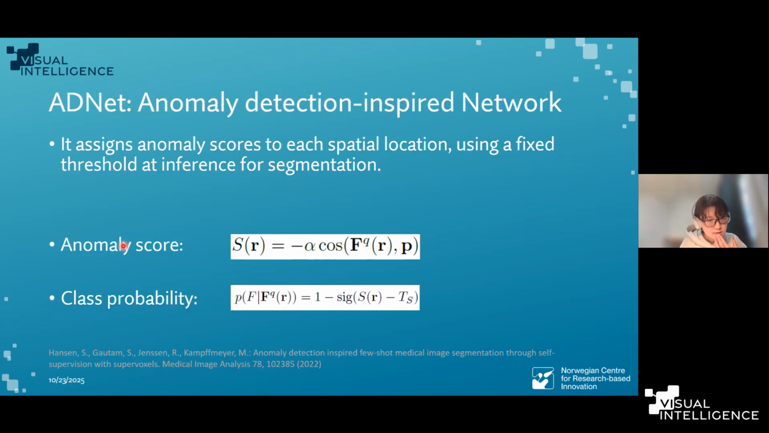As shown here, for the feature vectors of the query image at location R, we can calculate the cosine similarity with the foreground prototype, and by multiplying by some scalar value, we can define the anomaly score. Using this, we can calculate the class probability for the foreground class for pixel location R. It is just defined by 1 minus the sigmoid function, using this anomaly score and subtracting some threshold.